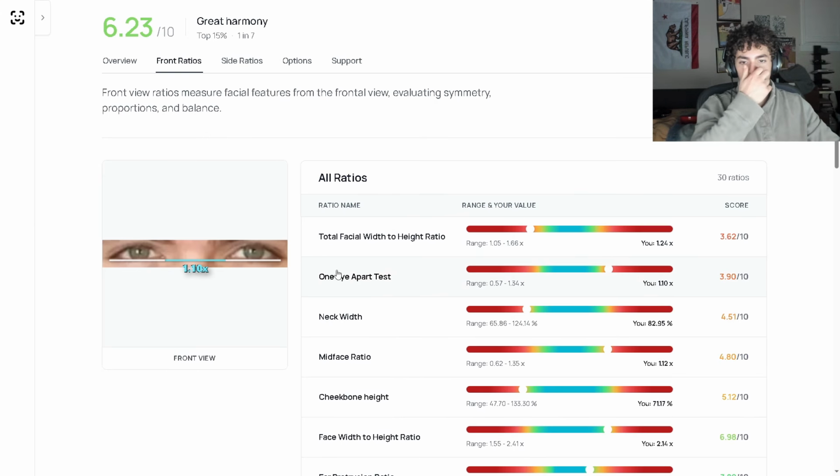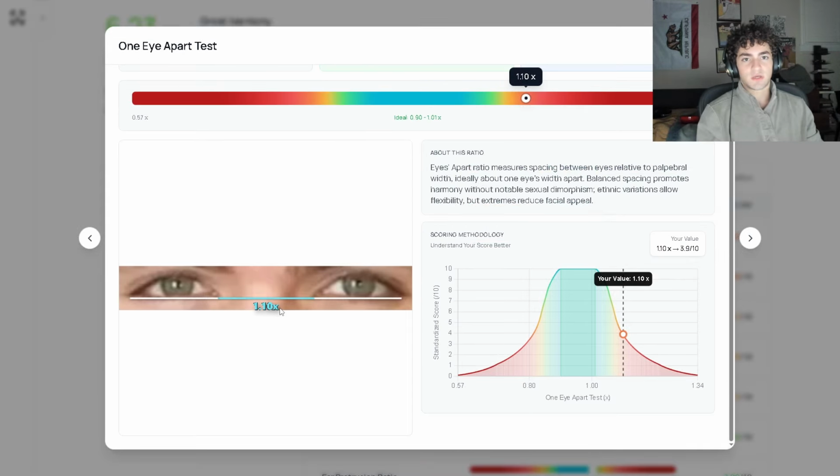Next thing we're looking at is this one eye apart test. So ideally, you want your eyes to be one eye apart. You want to be able to fit one eye in between your eyes. But his are 1.1 eyes apart, which means that there's 1.1 eyes length in between his eyes. So yeah, as you can see on the bell curve, it falls right outside the ideal range on the upper end. So yeah, his eyes may appear too far apart, and this could be caused by the fact that his eyes themselves are too small, or because there's just a large space in between his eyes. But we'll get to that in a second.